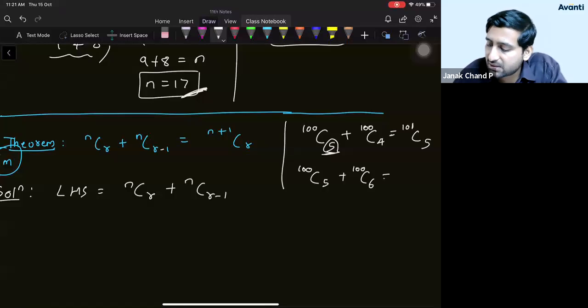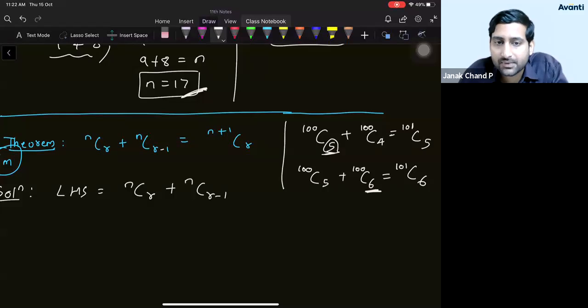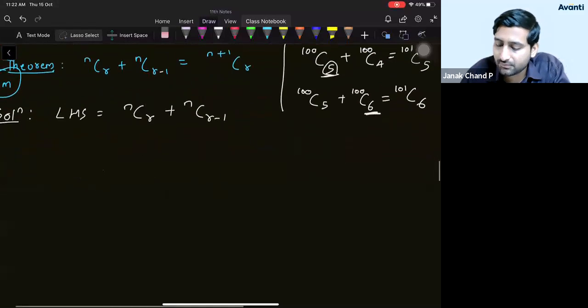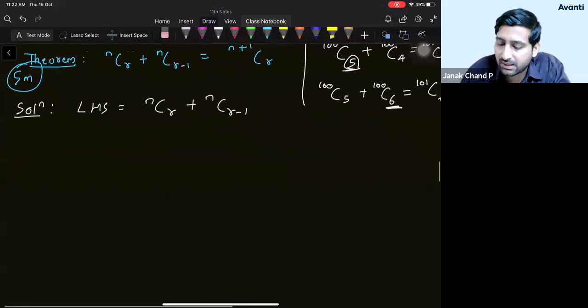Out of these two, this one is bigger, so I will put 5 here. In the same way, the answer for the second one will also be 101C, but in this case it will be 6 because out of these two, 6 is bigger. Fine. So this is the application. Let us now see the proof of this. LHS, student, right? LHS is this. Let us write the formula for this now.